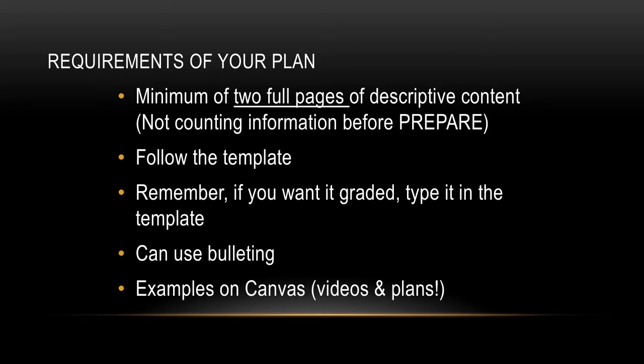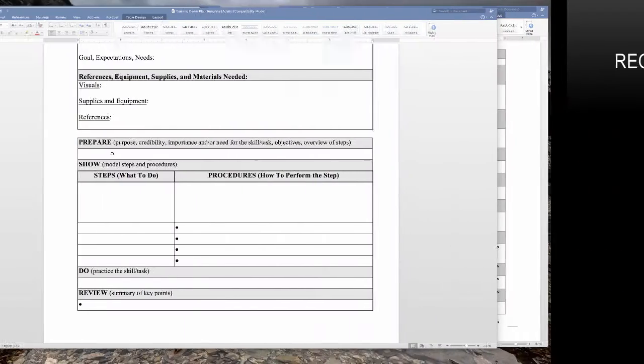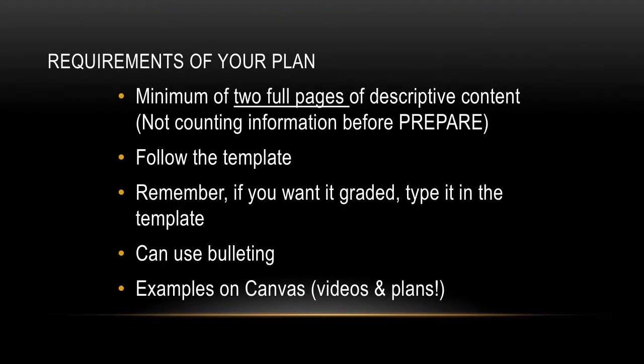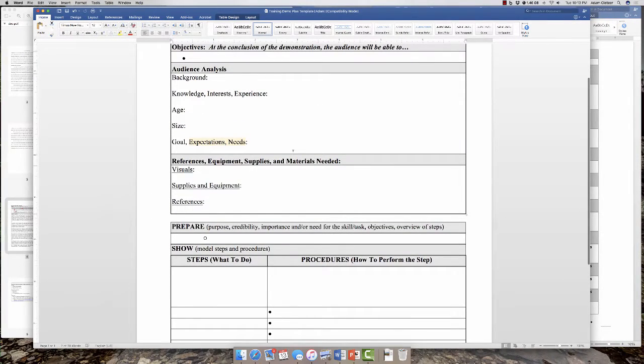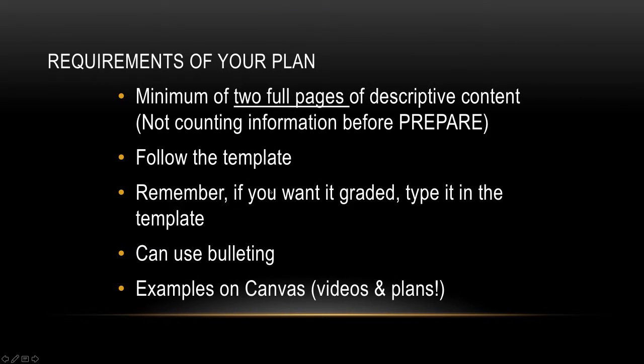Okay. So for your plan, you need a minimum of 2 full pages of descriptive content, not counting the place before prepare, which is this stuff. You want to remember that if you want it graded, you need to type it. You can use bullets. Please follow the template. Don't make up your own. Sometimes people do that and they fail. And then I'm going to put up good examples on Canvas of videos and plans and whatnot.